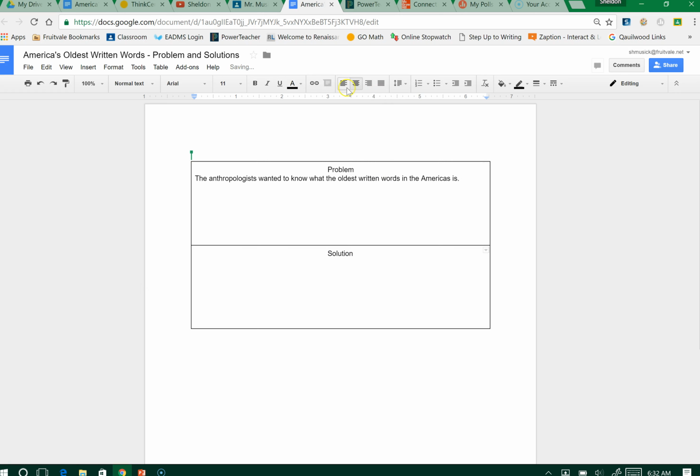Solution to this problem. Well, that very first line says scientists made a discovery in southern Mexico. So the solution, scientists made a discovery of ancient writing in southern Mexico.